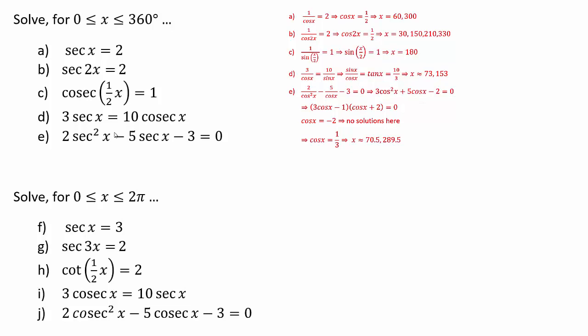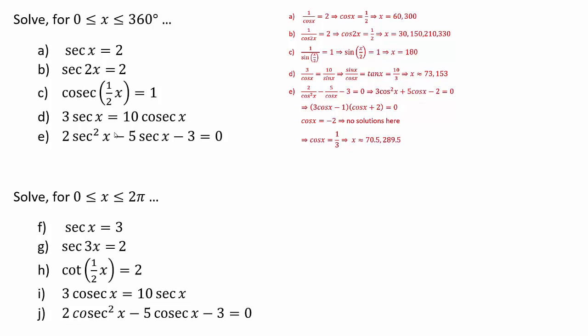For part E, you're going to replace out sec squared with cos squared. You're going to replace out sec with cos x. That's going to give you that. You're going to multiply up to get there, and then you're going to be busy factorizing. You'll notice that one of them, cos x equals minus 2, gives you no solutions.